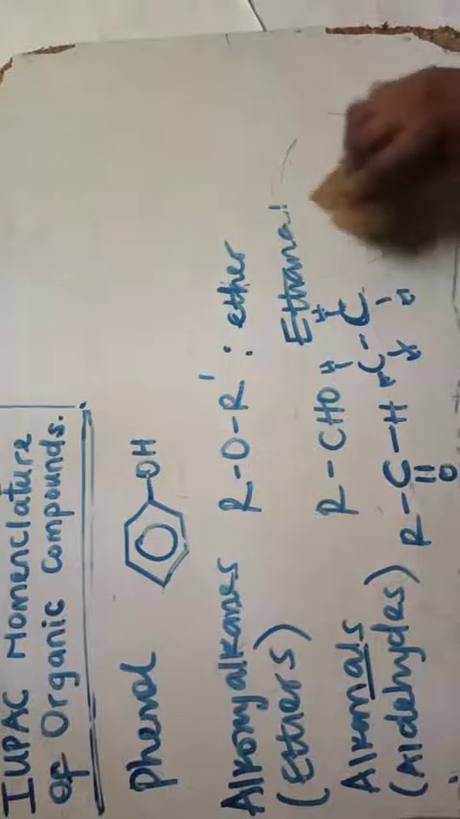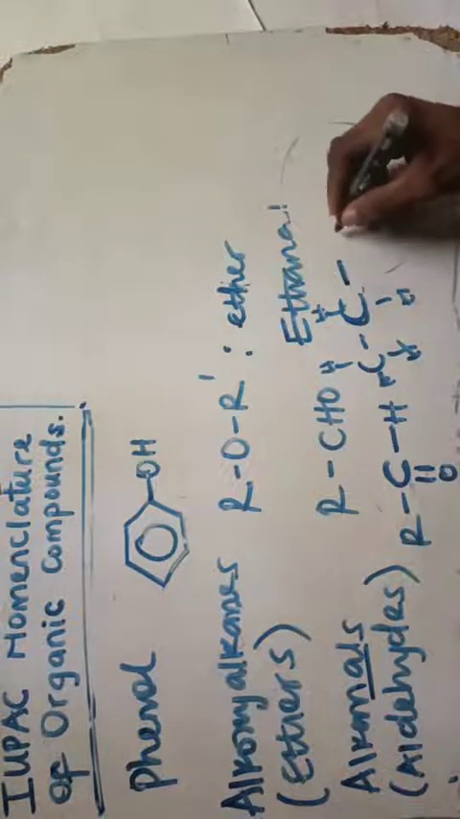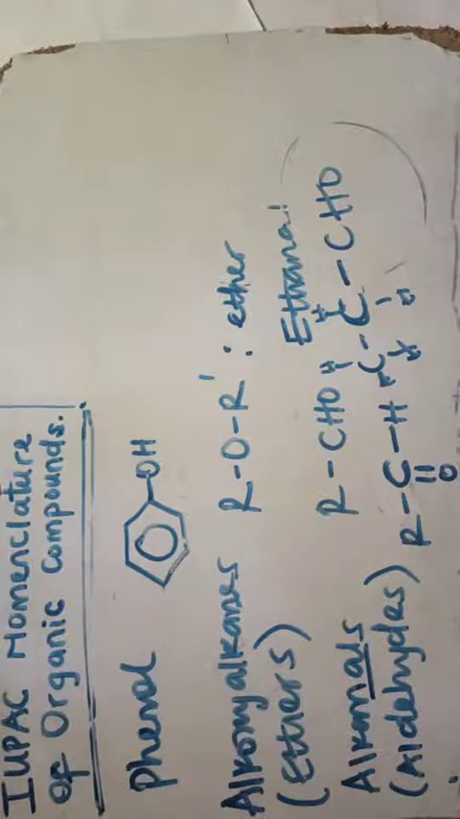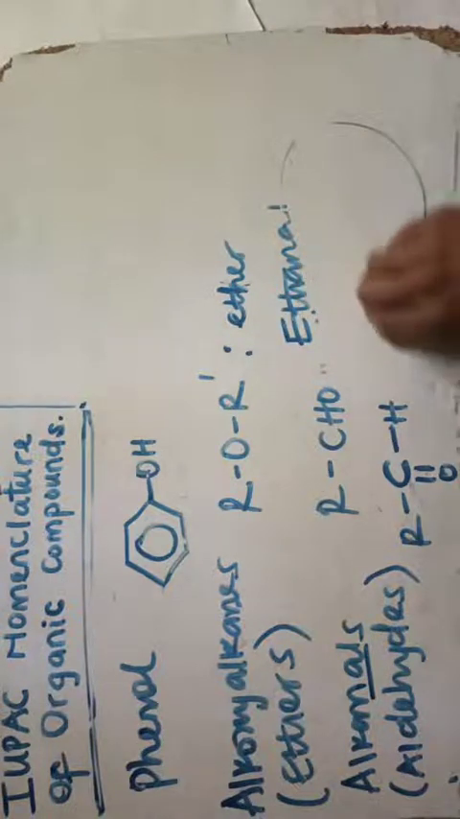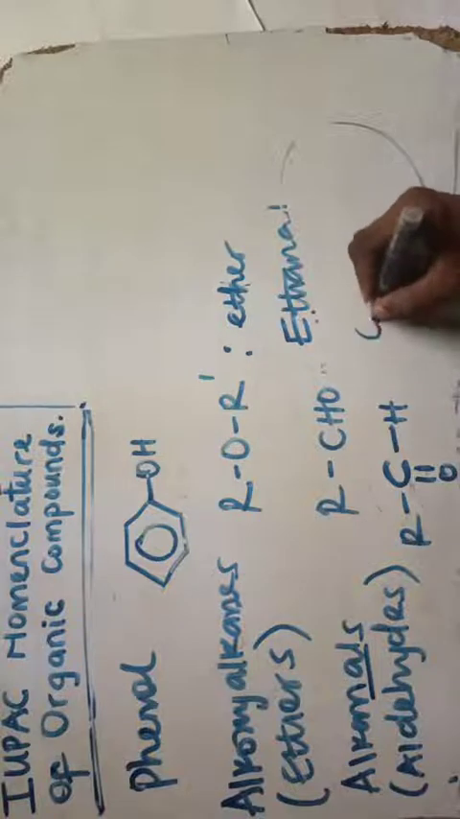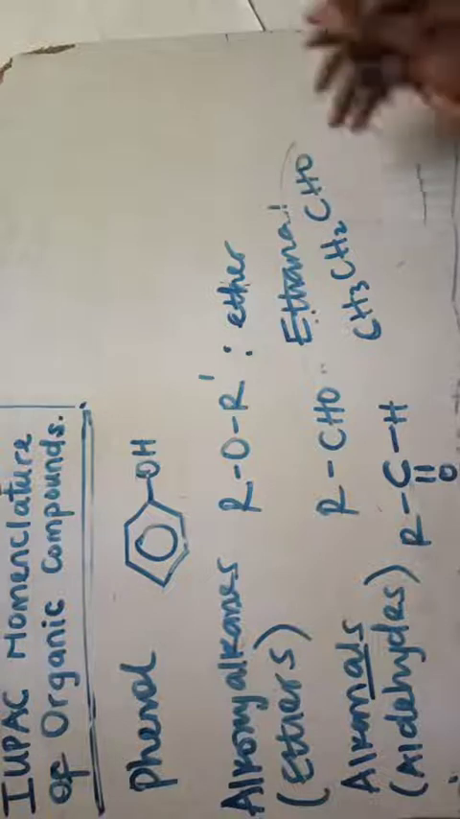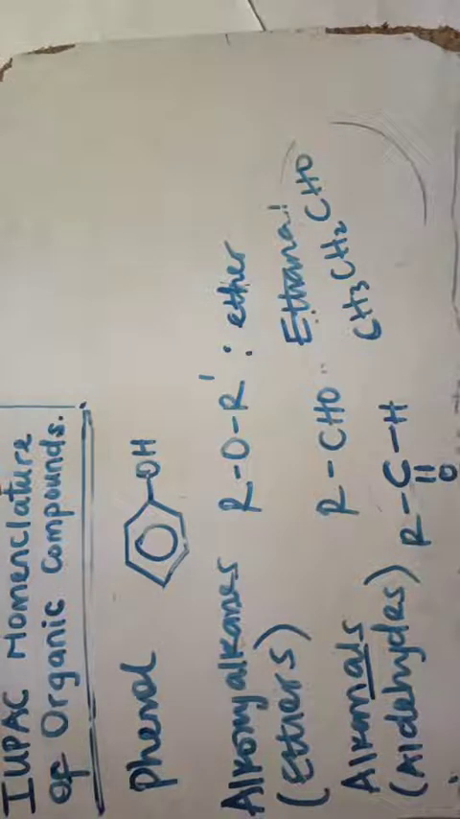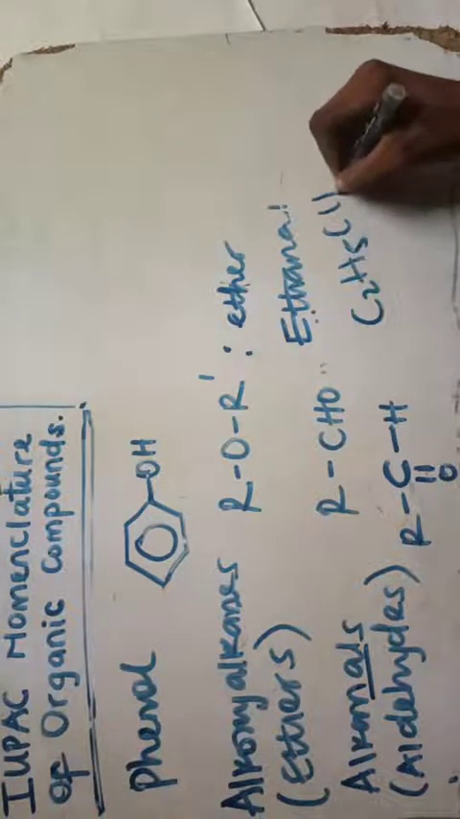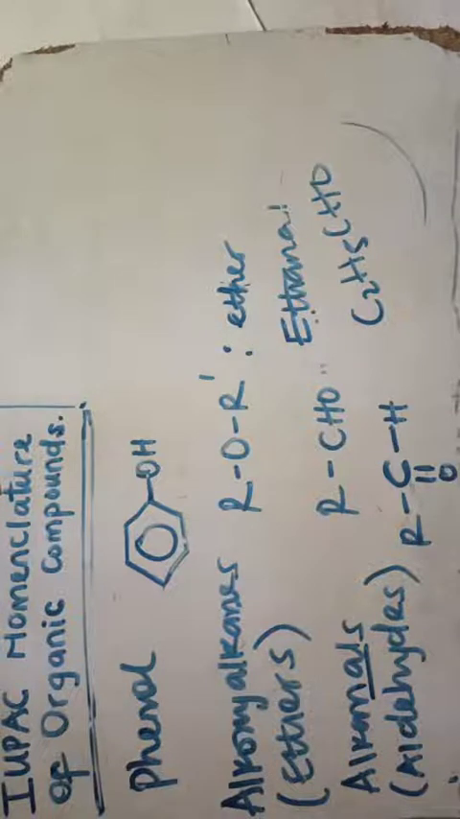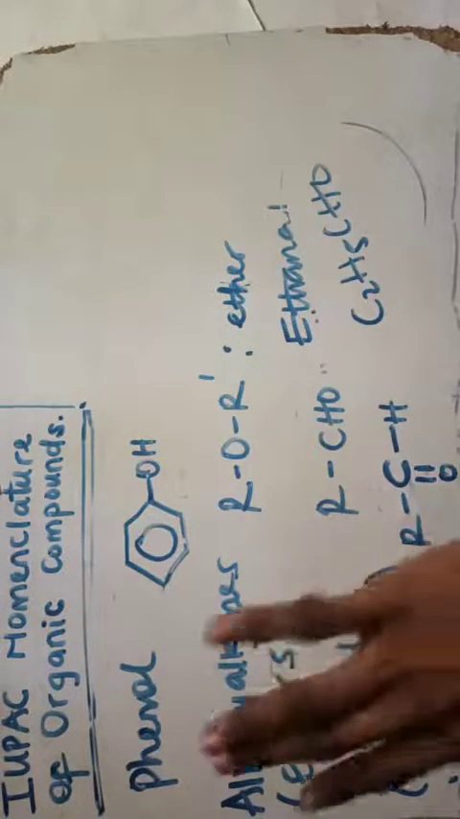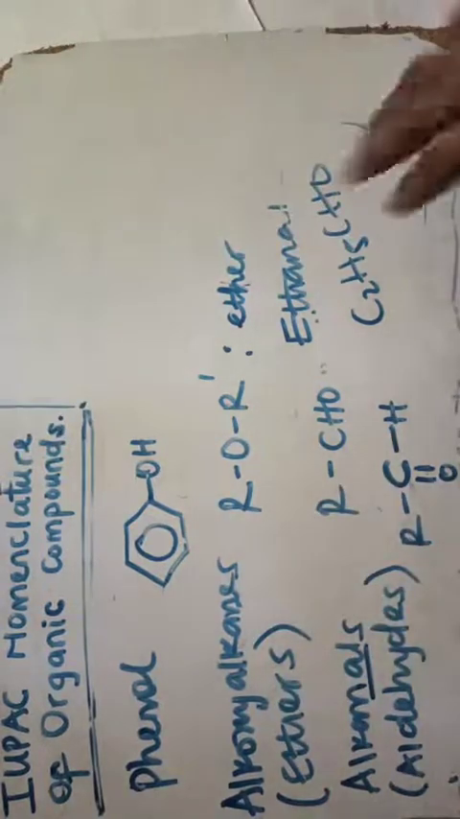Sometimes it tends to be written differently. You can also write your CHO like this, extending from here. Sometimes you might not even write it like this; you can write it like this. Since it's CH3, CH2, CHO, this is also ethanal. Also, you can write it like C2H5CHO. Regardless, you need to know every way it can be written, so that you won't be caught off guard when I give you the question.